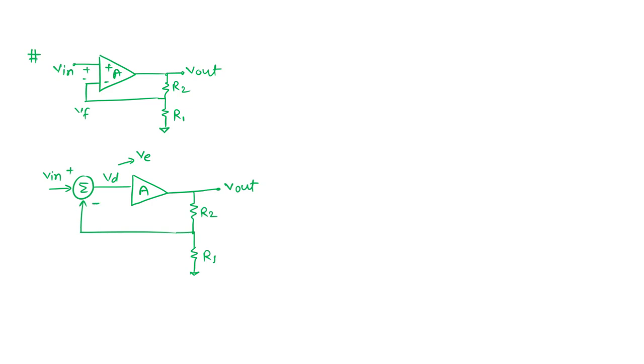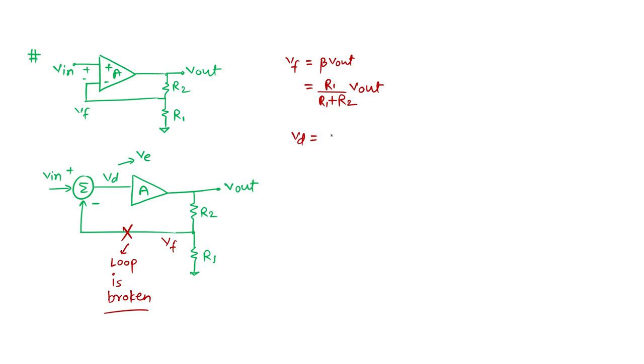That is the point I wanted to tell you from the very start. We can represent the circuit in this way as well. If we break the loop here, the loop is broken here, and let me call this node VF. The feedback voltage comes to be beta times V out. What is the beta here? Beta is nothing but R1 divided by R1 plus R2, times V out. What is the error voltage then? The difference voltage or error voltage is nothing but V in minus VF.